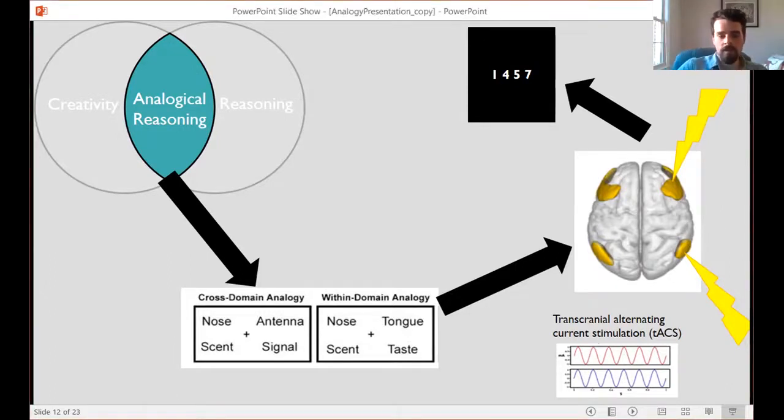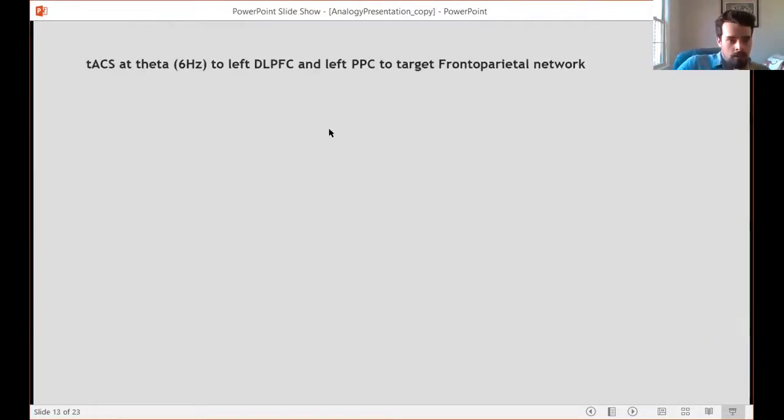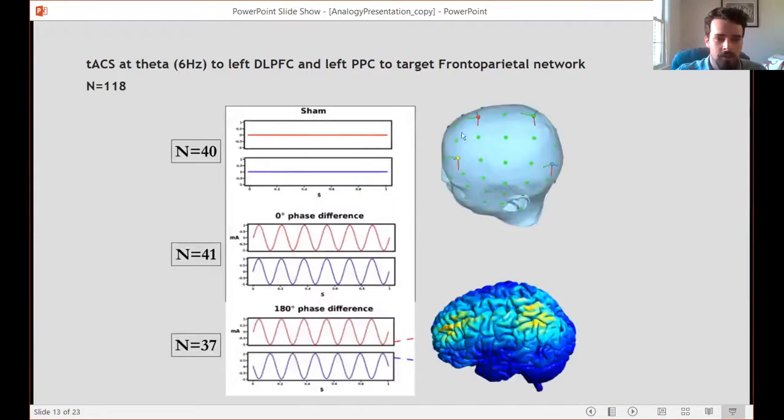Okay, so based on all that evidence, we conducted another brain stimulation study. And here we delivered tACS at theta to left DLPFC and left posterior parietal cortex to target this frontoparietal network. So we had a very sizable sample here, 118 participants. Here you can see the sites of our stimulation, and you can see the electrical field that's produced.